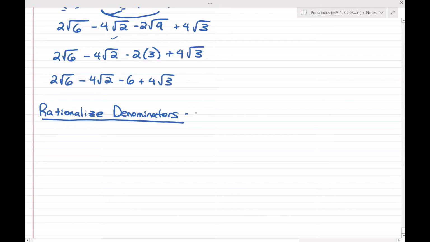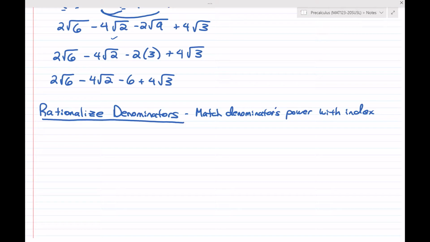And really what this means is we want to match the denominator's power with the index. So in math, there's such a thing as manners. Just like if you're going through a door, you don't let it slam shut on the person behind you. That's just having good manners. In math, we don't want to have radicals in the denominator. And the way that we stop that from happening is we match their powers with the index.